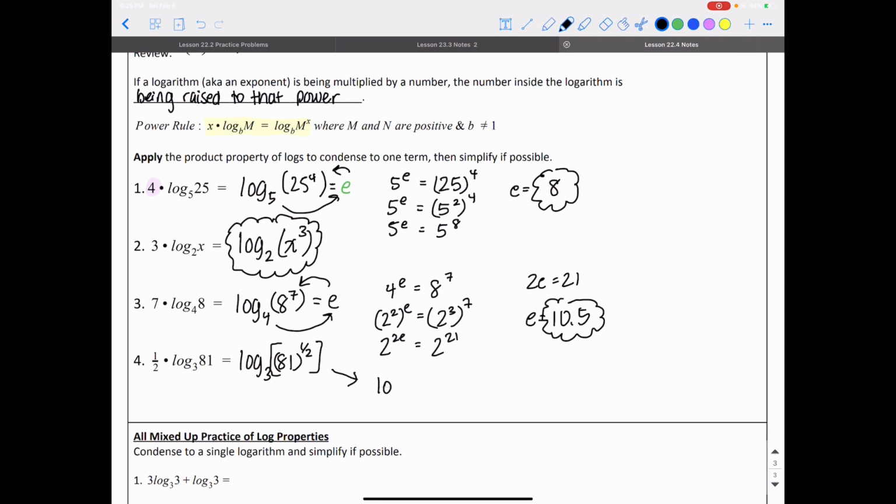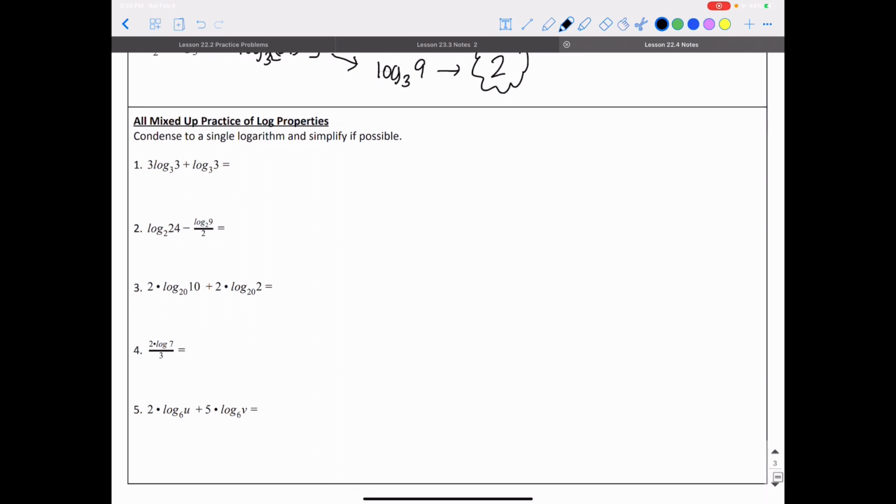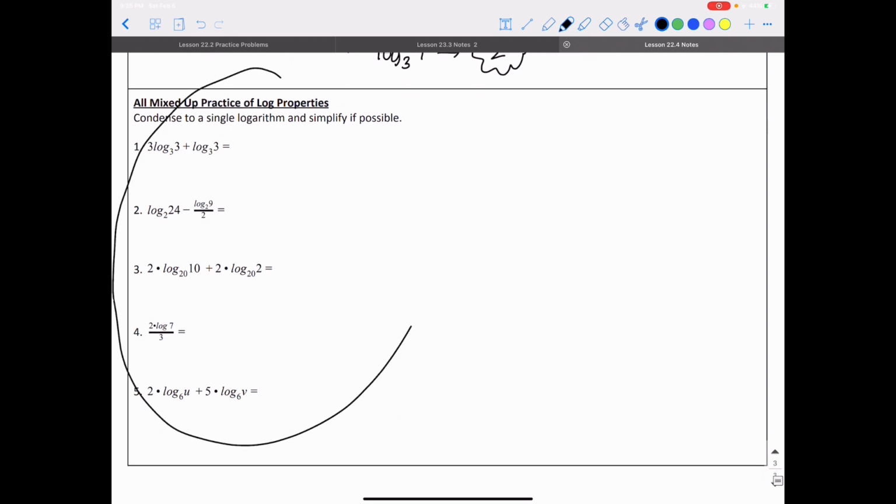So I have log base 3 of 9, which I'm asking, what do I have to raise 3 to get 9? And that is 2. So the answer is 2 here. I want you to try these problems on your own.